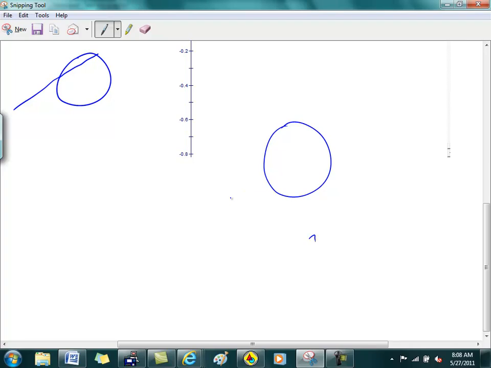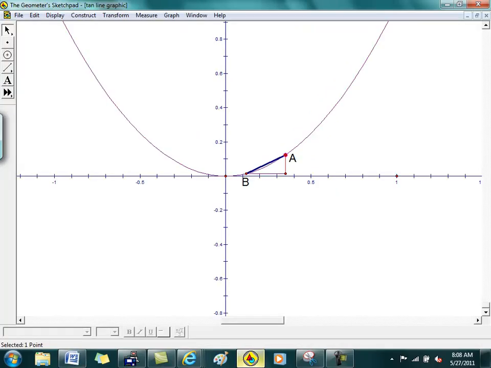Here's your secant. Here's another secant. And then all of a sudden it becomes a tangent. So what's a tangent? A line that touches a circle at one place only. Same thing that happens here. As A gets closer and closer to B, that line is eventually going to become a tangent. So again, as A is getting closer and closer to B, what's happening to h?